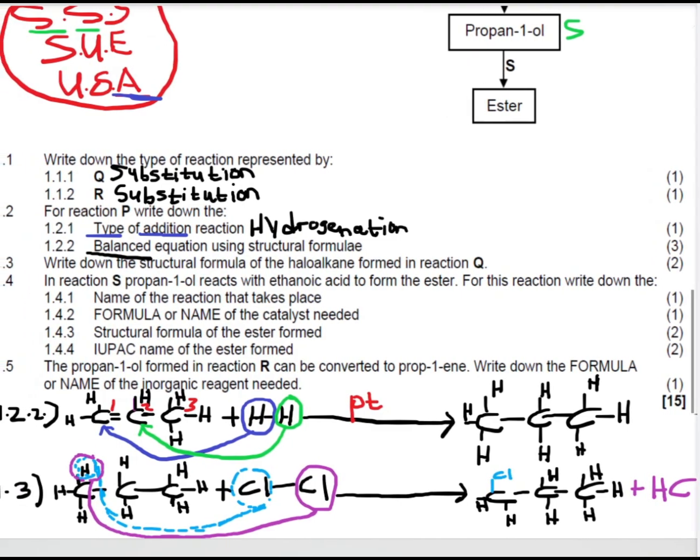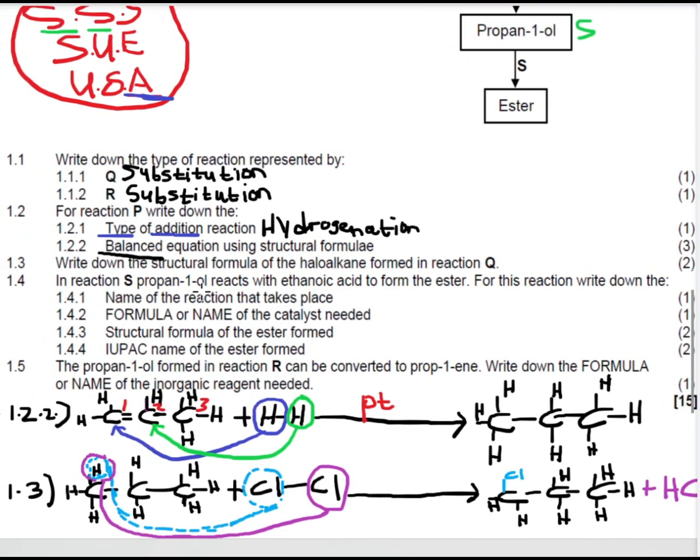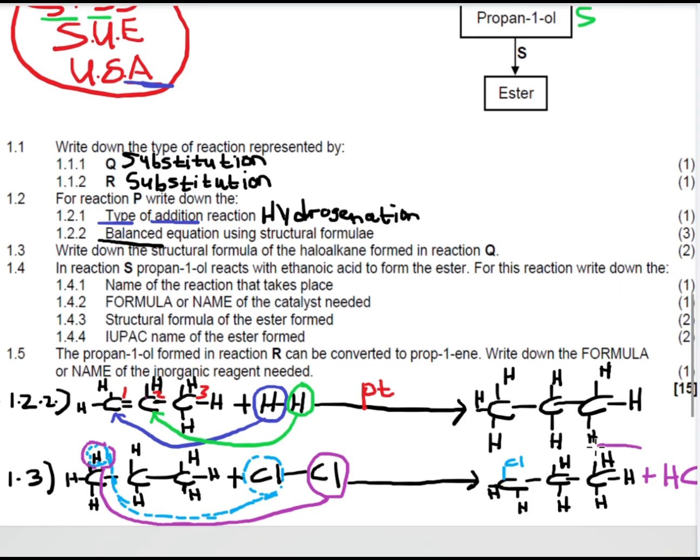But look at what the question wants. You must always go back to the question, right? Always refer to the question. Okay, write down the structural formula of the haloalkane formed in Q. It is this guy here that we formed. I'm indicating it here in pink. I'm circling it in pink. So we only want this, not the whole reaction, but only this part here, guys. All right. So I was just showing you how the reaction takes place.